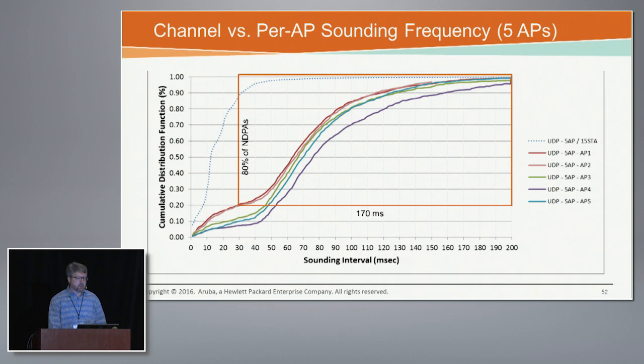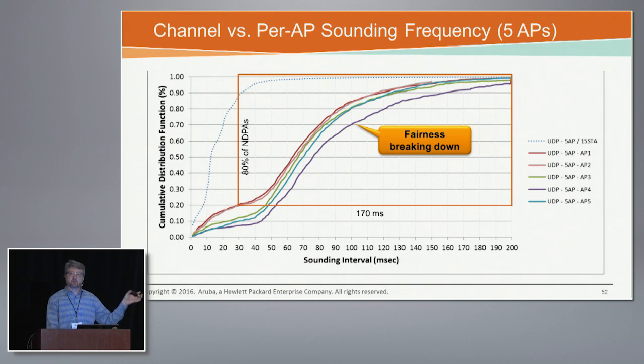Now at a per AP level, we've pushed out. The 80% are now spread across 170 milliseconds, and the fairness is breaking down. Right, this is not payloads. We're just looking at sounding traffic.